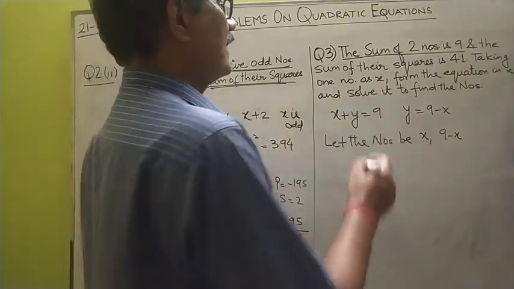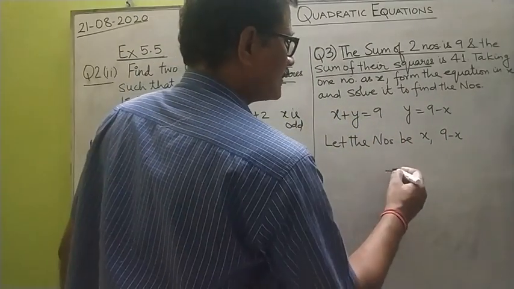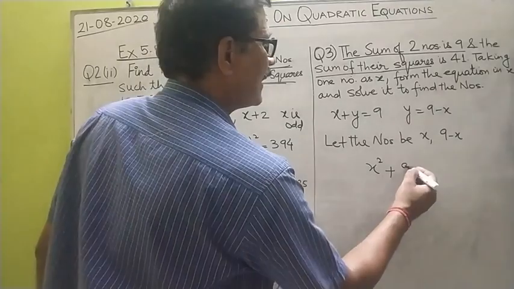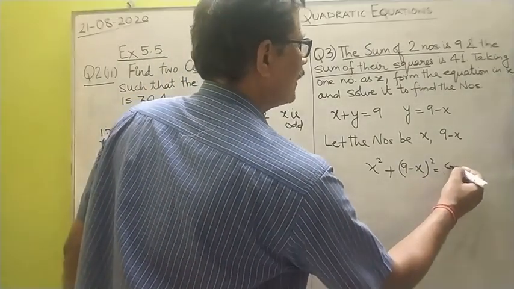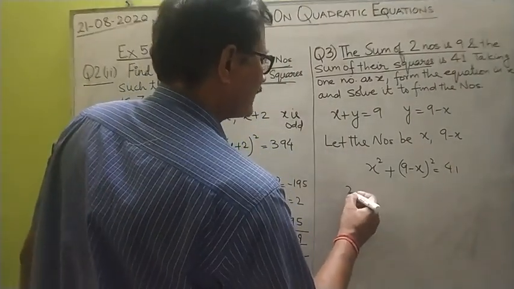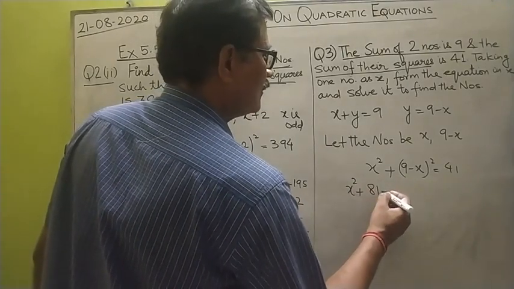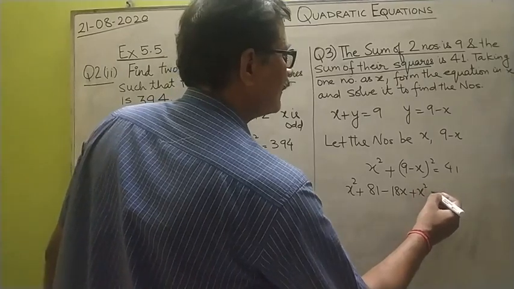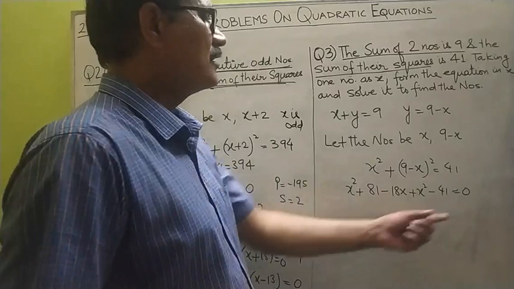Again the question is the same, sum of their squares. Sum of what? Sum of their squares. So we get x square and here we get 9 minus x whole square is equal to 41. Now if I simplify the equation, I get x square and the square of 9 minus x is 81 minus 18x plus x square, minus 41 is equal to 0. I brought one side of the equation equal to 0.